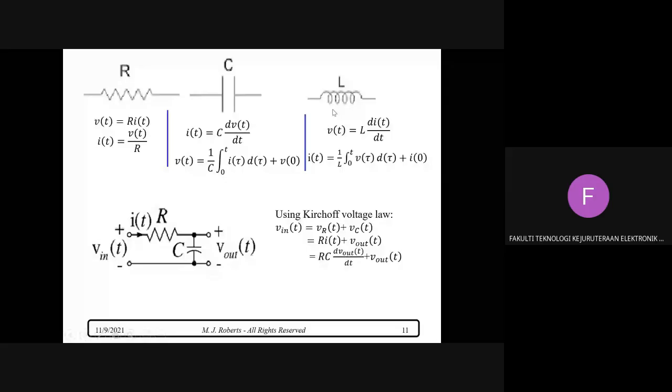And then the third component is the inductor. For the inductor, the voltage induced in the inductor is L di dt, and the current can be obtained from these integrations also. I think you have seen this in circuit theory. Okay, so if we have the RC circuit, we can describe this using a differential equation.